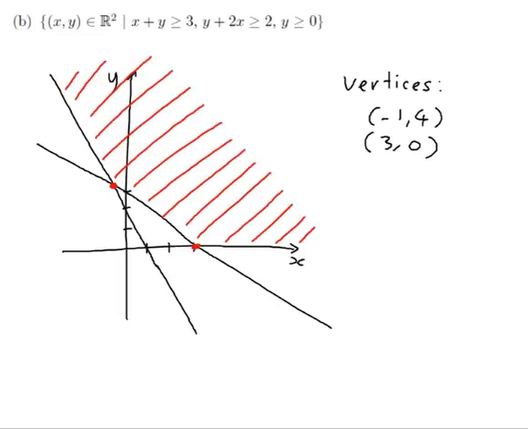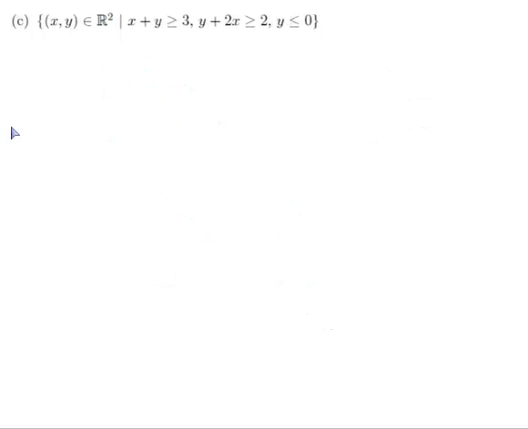So C, the set of x, y in R2 such that x plus y is greater than or equal to 3, y plus 2x is greater than or equal to 2, and y is less than or equal to 0. This one looks really similar again, so let's go back and have a look at the other one. x plus y is greater than or equal to 3, y plus 2x is greater than or equal to 2, and y is greater than or equal to 0. The one we want is the same, except it's y is less than or equal to 0. Alright, so the same lines are going to be the ones we want, so let me draw those lines in and then we'll decide which sides we want.